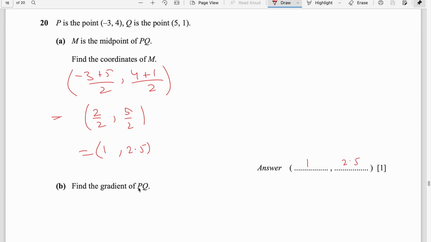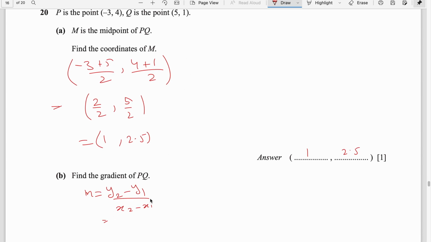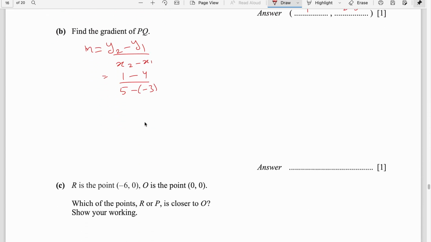Find the gradient of PQ. So gradient is (y2 minus y1) by (x2 minus x1). So let it be 1 minus 4 over 5 minus 3. Wait, x values: 5 minus (minus 3) is 8. So 1 minus 4 is minus 3 by 8. Gradient is minus 3 by 8.